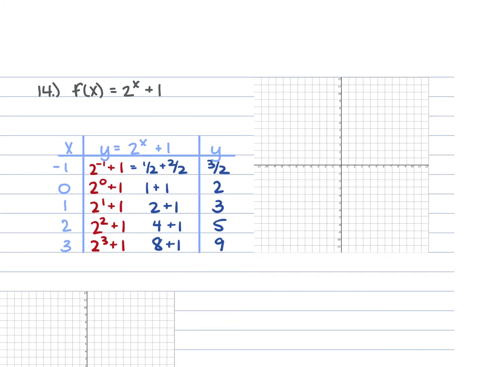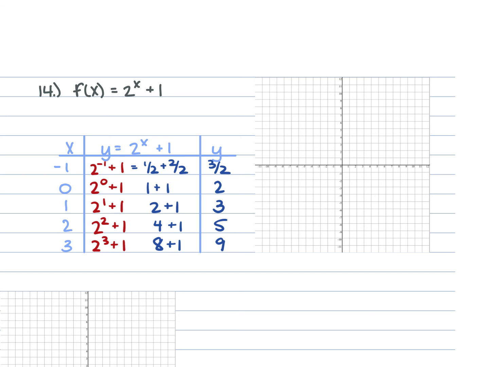So this is going to give us -1, 3/2. That's going to be here. 0, 2, 1, 3, 2, 5, and 3, 9. So to draw our line, we use these ordered pairs, and it just curves and goes up as you go to the right.